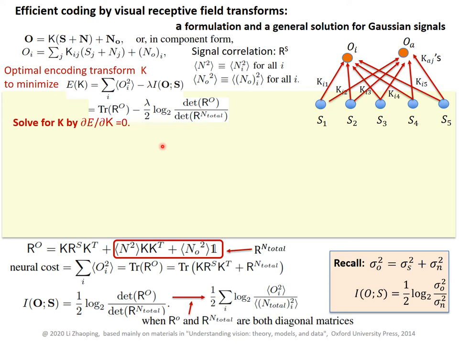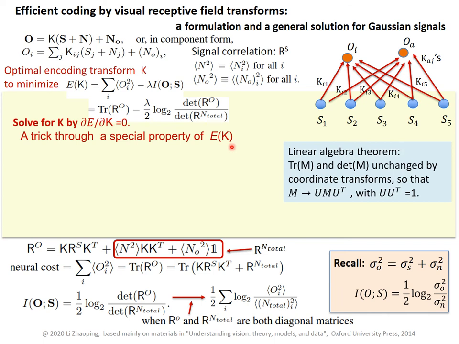However, there's a trick, and this trick comes from noticing a special property of EK. It comes from linear algebra theory. It says that if you have a matrix M and you want to find its trace or determinant, and that's what we want, trace and determinant, then these values will be unchanged if you do a coordinate transform of the underlying representation, so that this matrix is transformed to a new matrix by an orthonormal matrix U multiplied from the left-hand side and its transpose on the right-hand side. These are the orthonormal matrix properties they have to satisfy. This is like an underlying matrix transform. So can we take advantage of that?